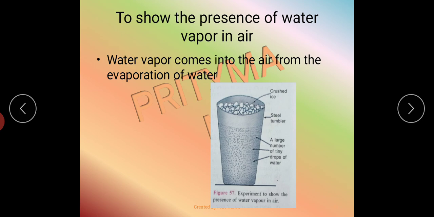This happens because the air around the steel tumbler contains water vapor in it. And when this water vapor comes in contact with the cold outside surface of the steel tumbler, it condenses to form tiny drops of liquid water. So the formation of drops of water on the outside surface of the tumbler containing the crushed ice shows the presence of water vapor in the air.